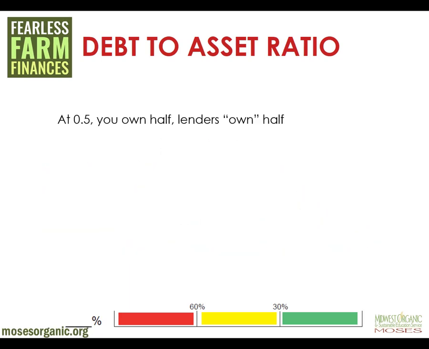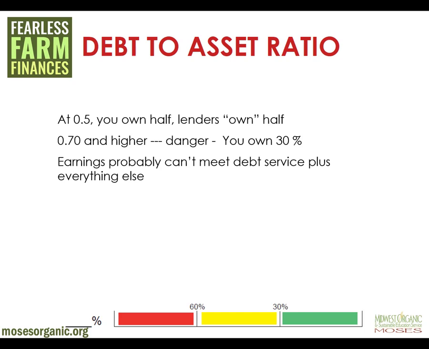So if you think about this, at 0.5 you own half and the lenders own the other half. At 0.7 and higher, wow, that's a big danger, because now you only own 30% and the bank owns, or someone else owns, 70%. And this usually reflects that, hey, it's very difficult to generate enough money to be able to pay off everything.